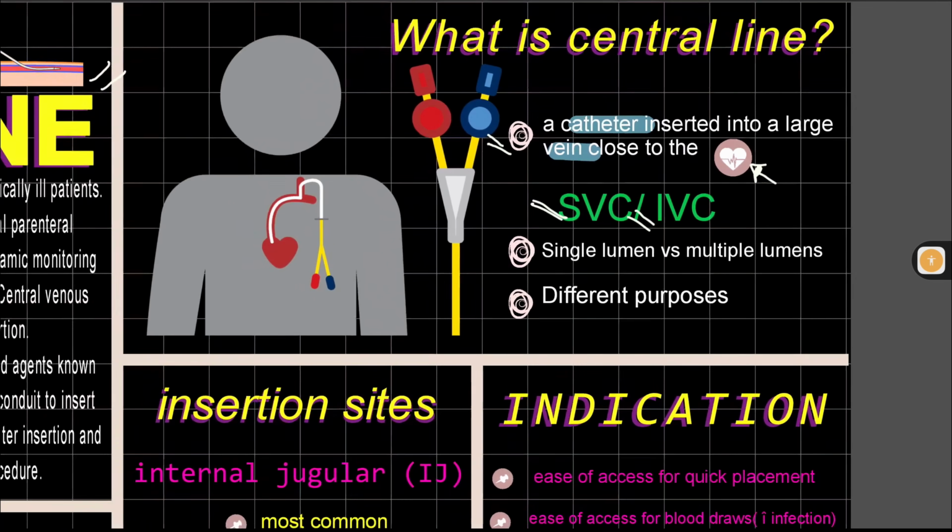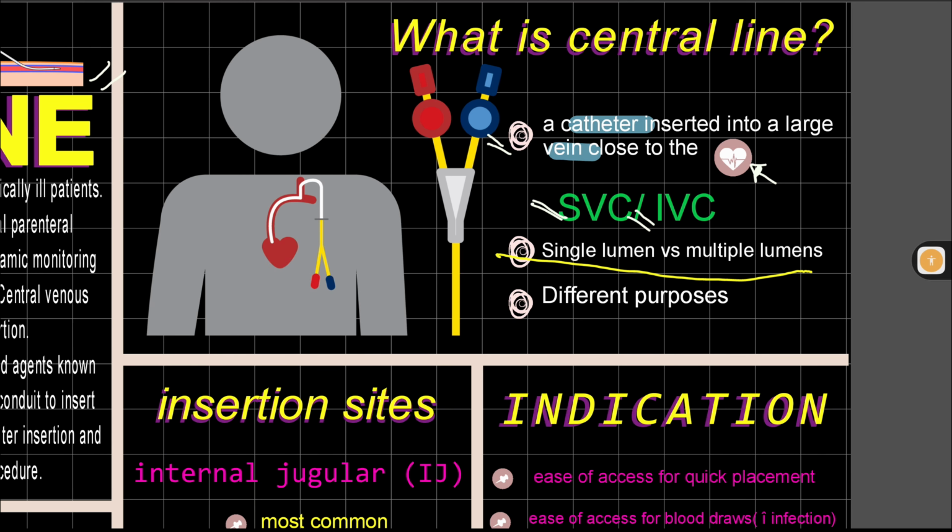Now, central line is normally single lumen versus multiple lumens. There's some other sorts. There are a lot of types of central line, which we're going to talk about in a bit. You will see single lumen central line and double up to triple lumen central line, depending on the indication or the reason why we're going to insert central line to the patient.